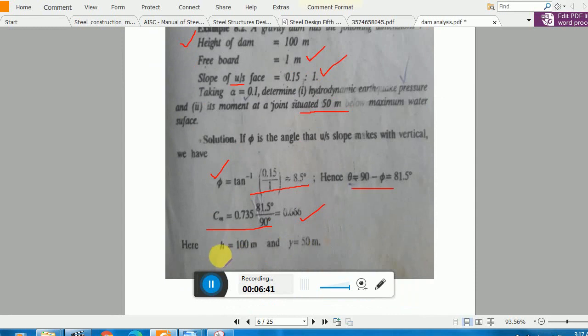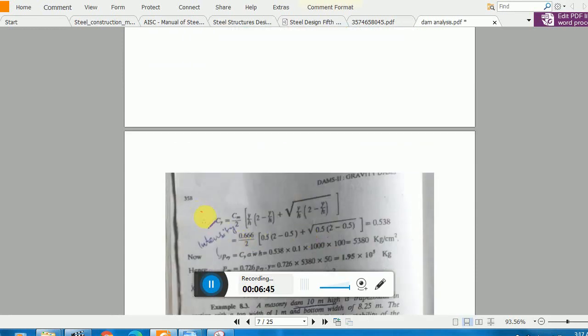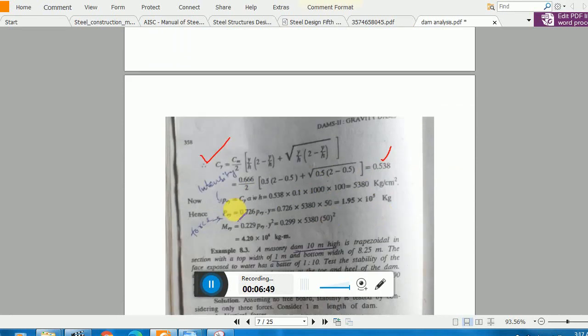The Hy is given, okay. And then they determine Cy. Cy is 0.538. Then find out Pey. Pey is this one. And you see 1000, that is the density of water, that is the height of the dam, and 0.1 is the alpha earthquake coefficient, okay. And Cy is this one, clear. So this is not centimeter square, this is square meter, clear.